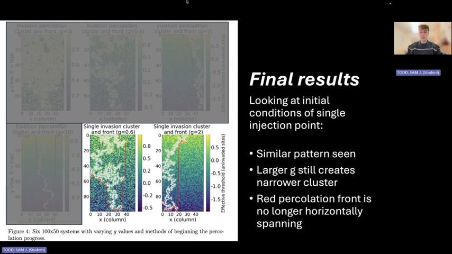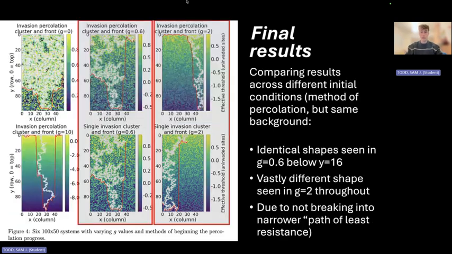This is a slightly different way of starting. Instead of having the entire y = 0 row begin invaded, we just have the center site invaded, which is at (25, 0). A similar pattern is still seen, with a larger G creating a narrower cluster, but the percolation front is no longer horizontally spanning, as you can see from the graphs.